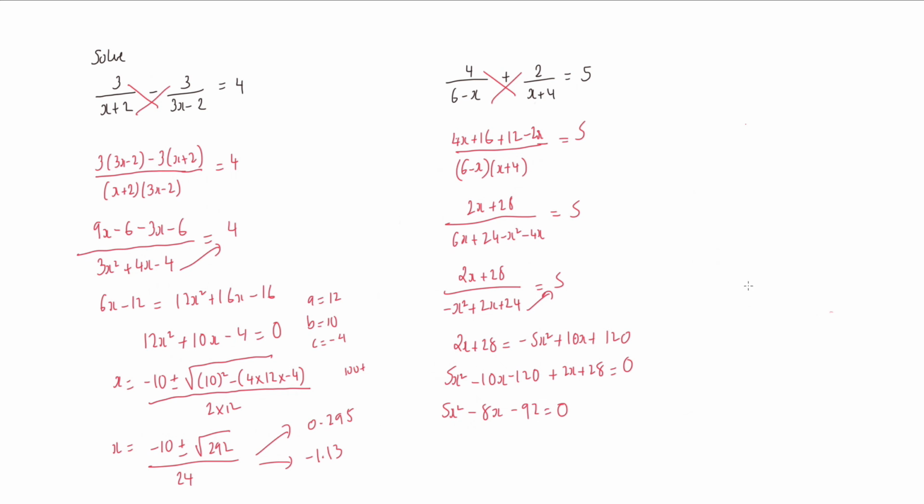So again, if you use a quadratic formula for this, a is going to be 5, b is going to be minus 8, and then c is going to be minus 92. So quadratic formula, x equals minus b. So you're going to put minus 8 into minus b. So that gives us positive 8 plus or minus square root b squared, which is minus 8 squared, minus 4 times a, which is 5, times c, which is 92, over 2a. So it's going to be 2 times 5.